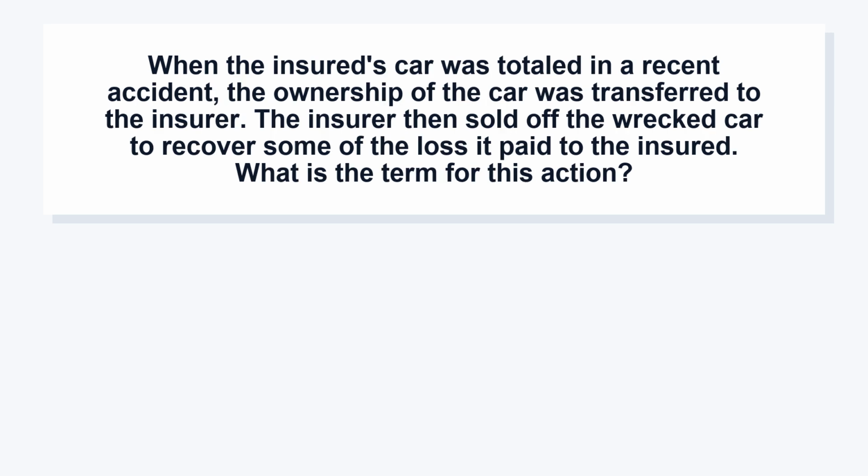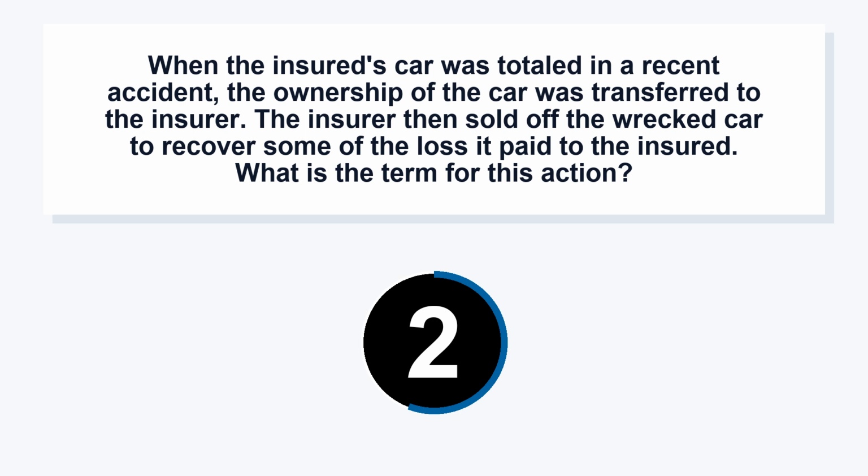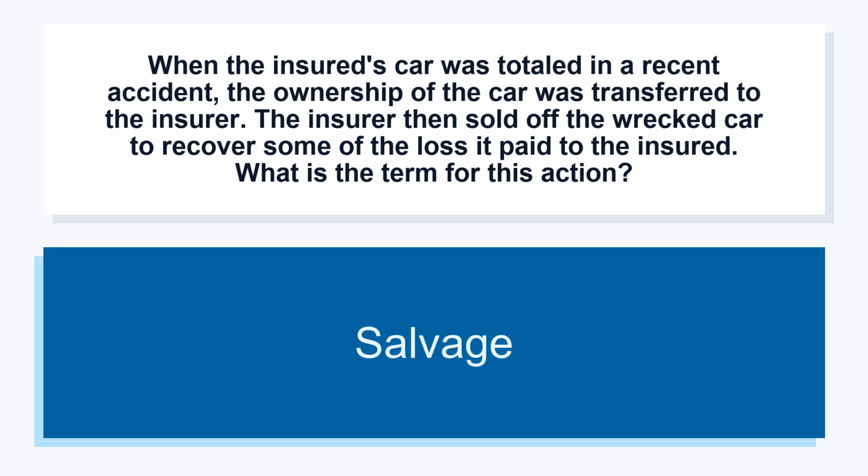When the insured's car was totaled in a recent accident, the ownership of the car was transferred to the insurer. The insurer then sold off the wrecked car to recover some of the loss it paid to the insured. What is the term for this action? Salvage.